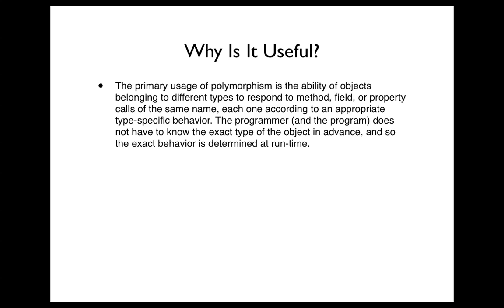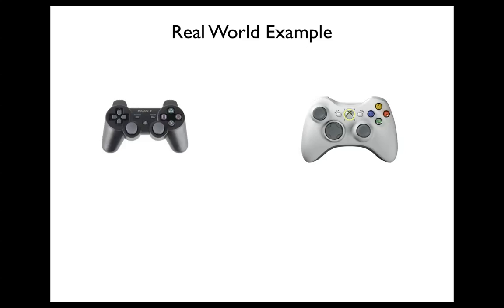Why is it useful? The primary use of polymorphism is the ability of objects belonging to different types to respond to method, field, or property calls of the same name, each one according to an appropriate type-specific behavior. The programmer and the program do not have to know the exact type of the object in advance, and so the exact behavior is determined at runtime.